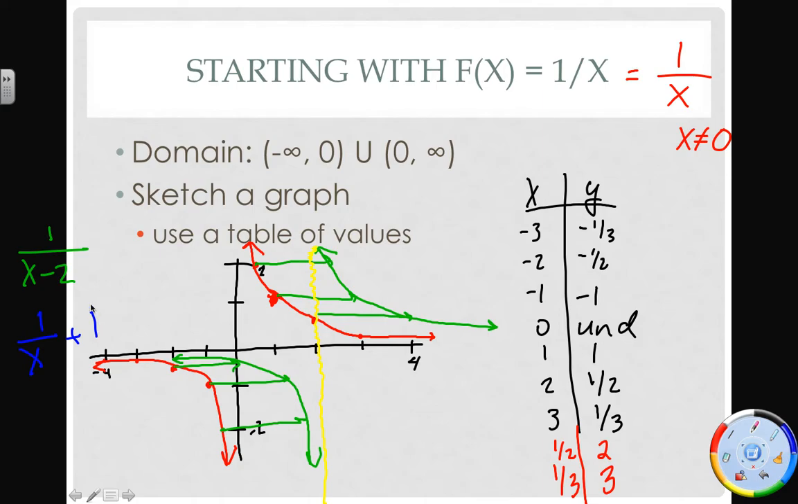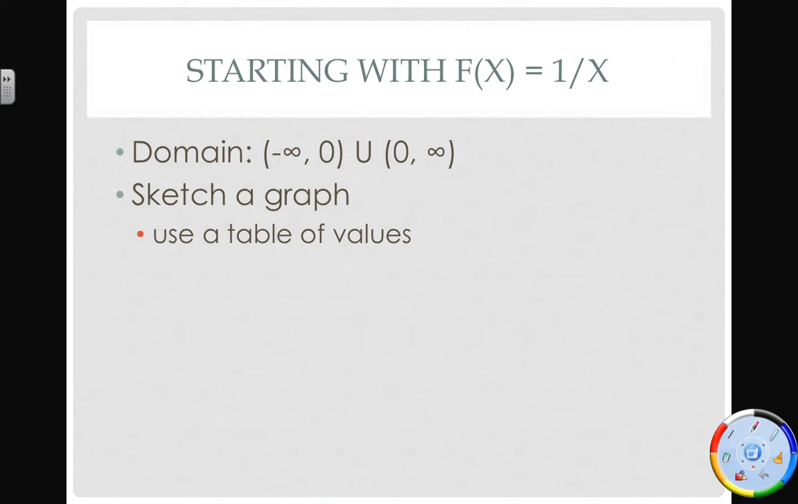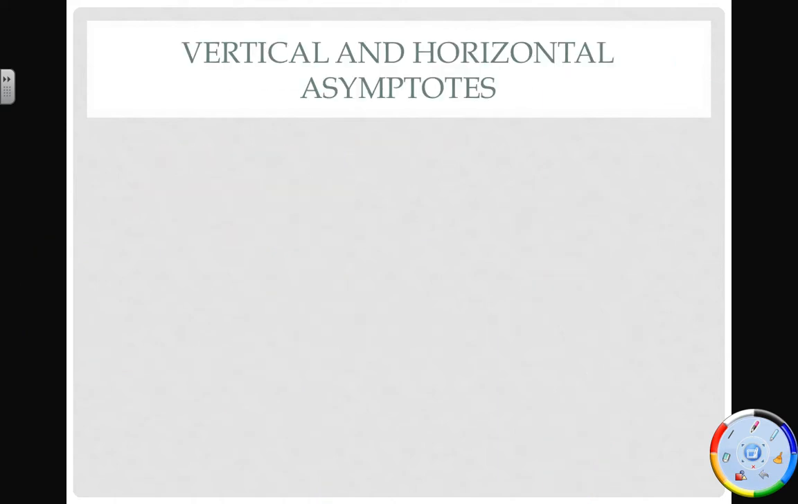So what you're going to need to be able to do is look at the equation, look at a graph, and match the right graph to the right function, to the right equation. Okay, so let's move on to what is that little yellow line that I just drew there. That little yellow line is what we call a vertical asymptote.